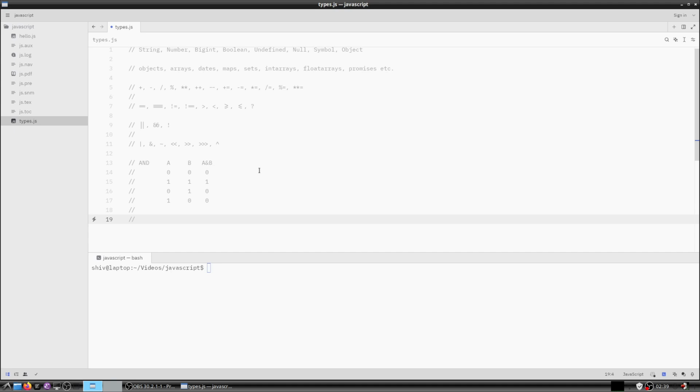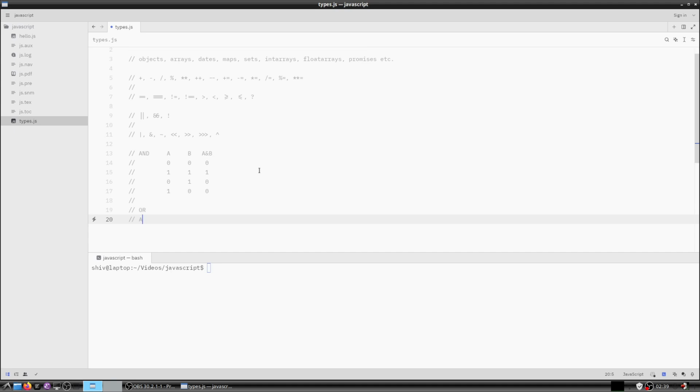So only if both are 1, the AND gate would be 1. In case of the OR gate, we have A, B, and A or B. OR is written with a pipe. So 0, 0 will give us 0. 0, 1 will give us 1. 1, 0 will give us 1. And 1, 1 will give us 1. So the difference is the AND gate is true only if both the inputs are true, and the OR gate is false only if both are false. Otherwise, it is true.